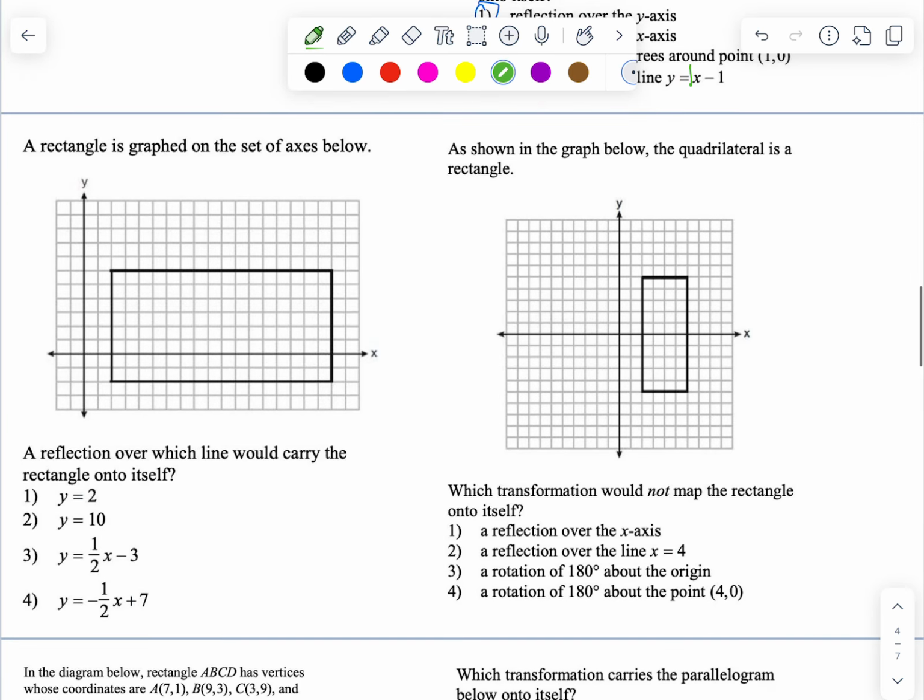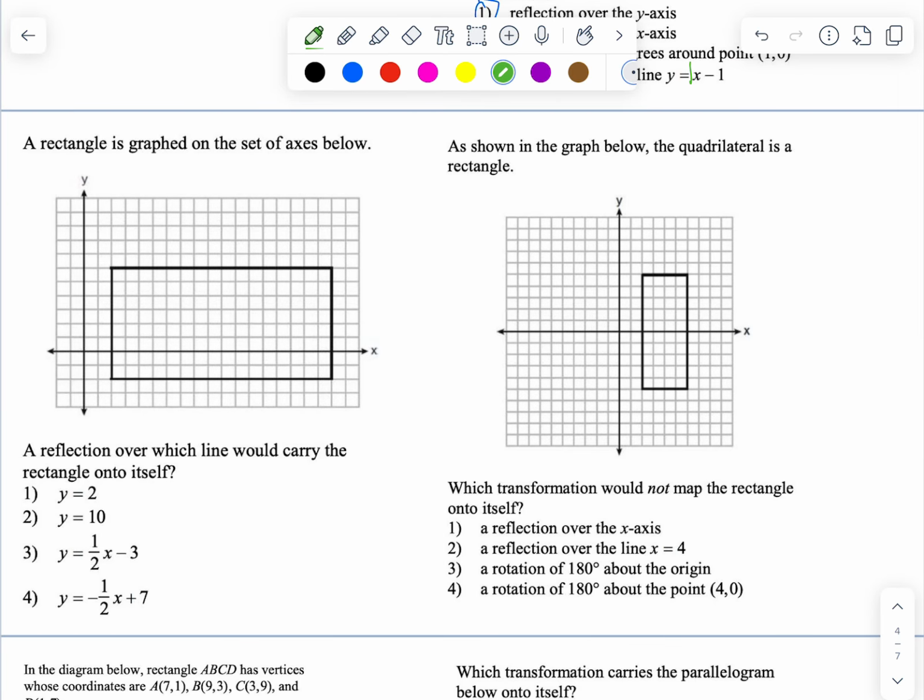A reflection over which line would carry the rectangle onto itself? Y equals 2. That looks like it could be a line of symmetry, but remember earlier in the video, we talked about how it doesn't go corner to corner. So I'm going to put this one on hold, but I'm thinking there's probably going to be a better choice. Y equals 10. Yeah, that definitely is not a line of symmetry.